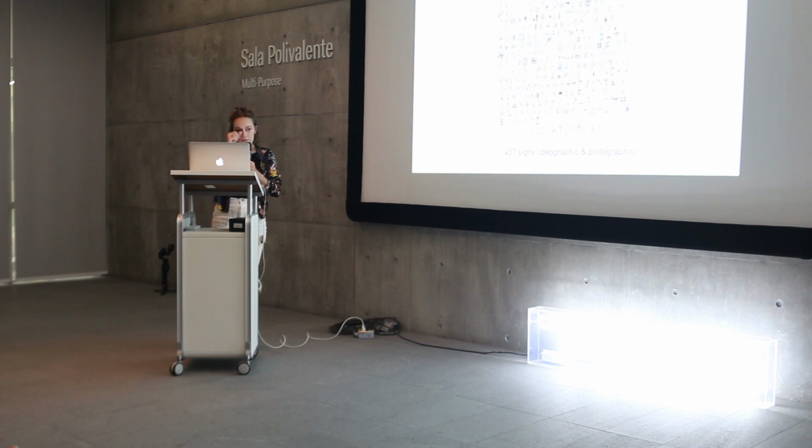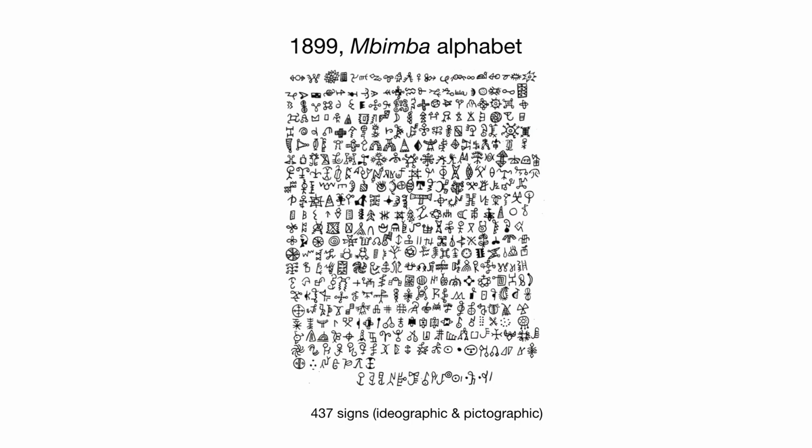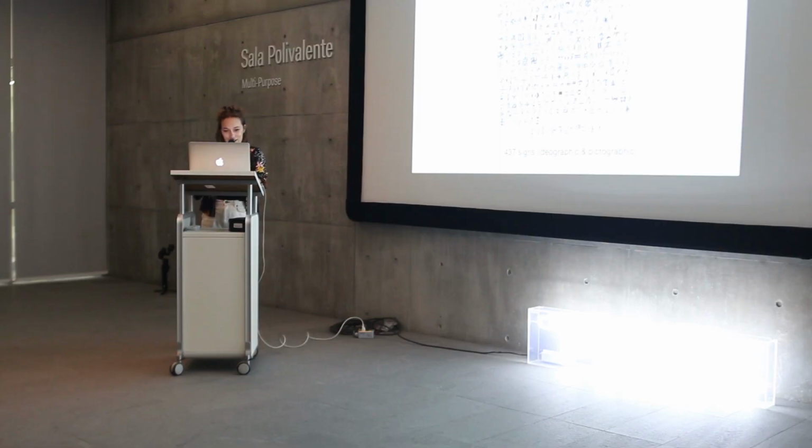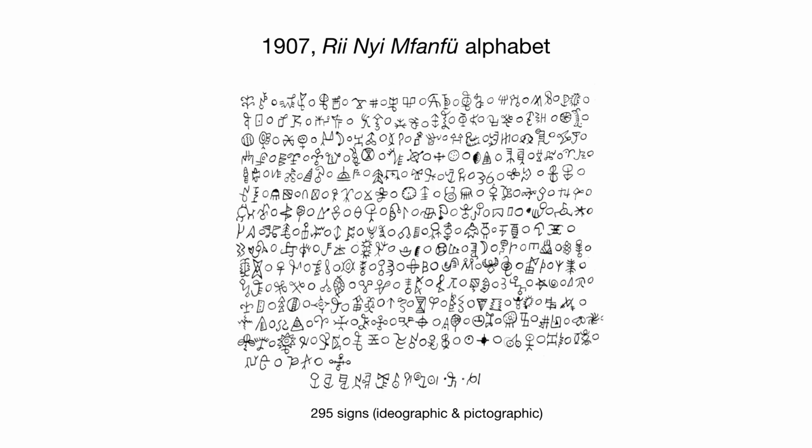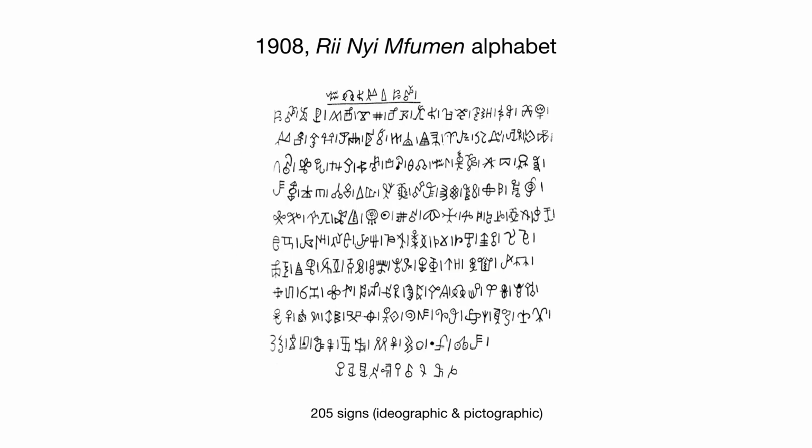There were going to be 6 different evolutions from this first alphabet, and every time it was a bit simplified. Here, for instance, the second version has 437 signs. The third version has 381 signs. The fourth version has less and less signs. And the fifth one here has 200 signs. As you can see, in the evolution they get more simple, they take out some signs, and they are also getting more and more abstract.